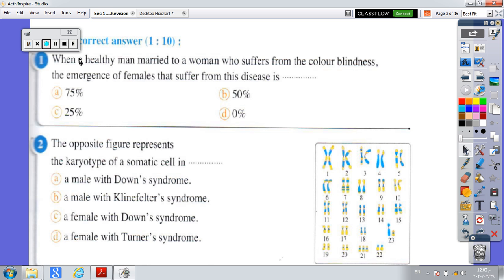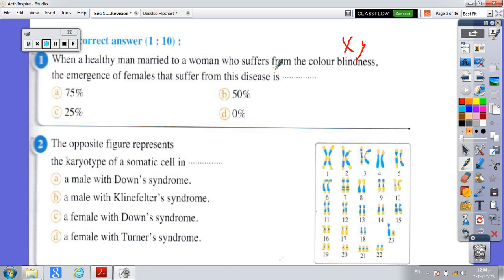Number 1. When a healthy man is married to a woman who suffered from color blindness, the emergence of females that suffer from this disease is how many percent? Who can tell me? Healthy man. When healthy man, so its genotype is X, Y.